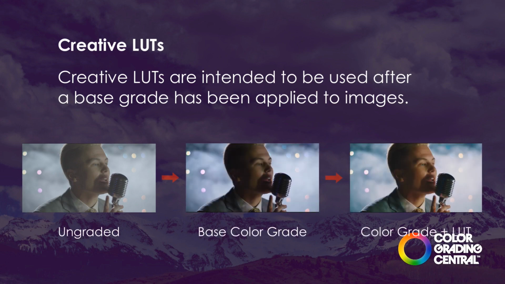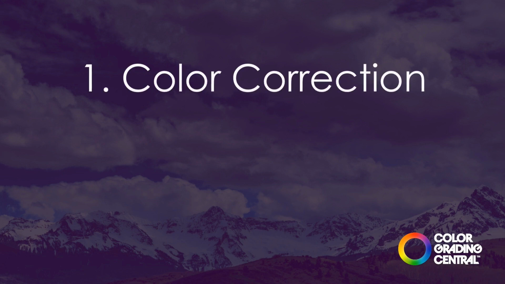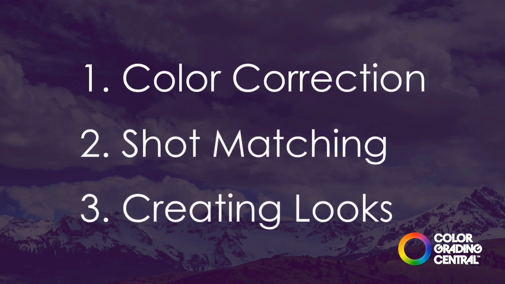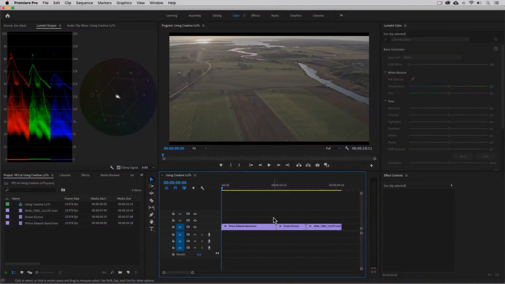If you remember our color grading workflow, we do our color correction first and shot matching before moving on to creating a look. Well, here's where if we want, we can apply a creative LUT to either give us some ideas or we can use it as our finished look if we're happy with it. So let's take a look at applying some creative LUTs.